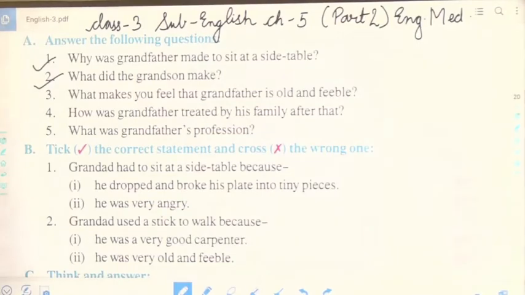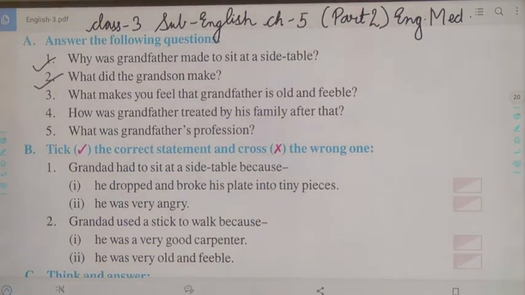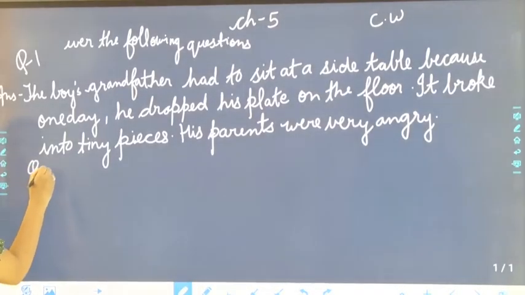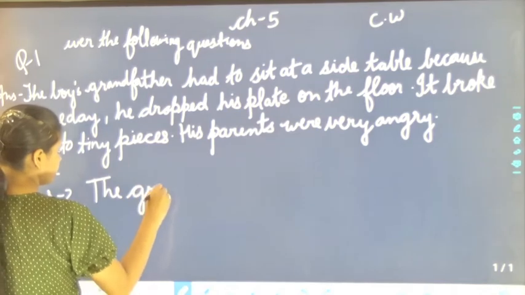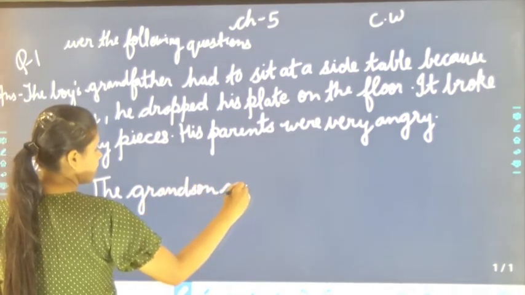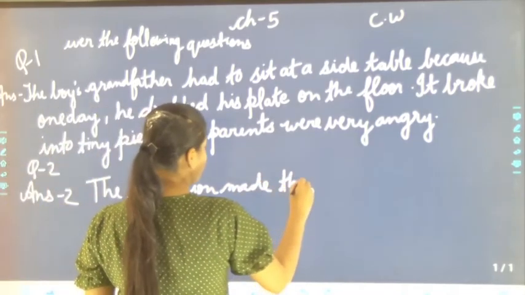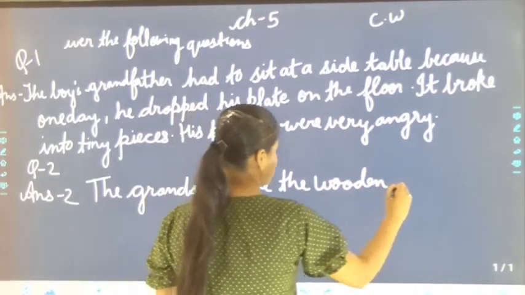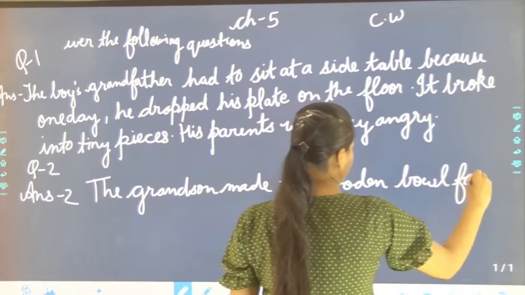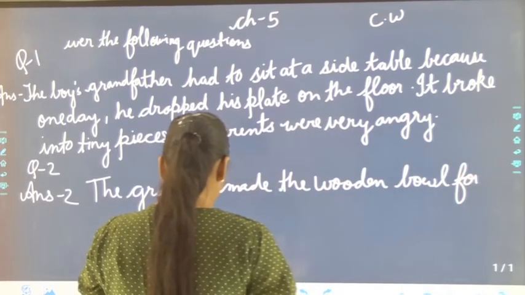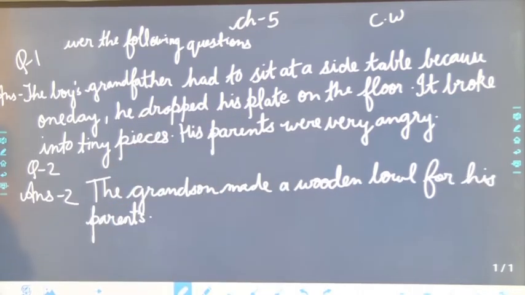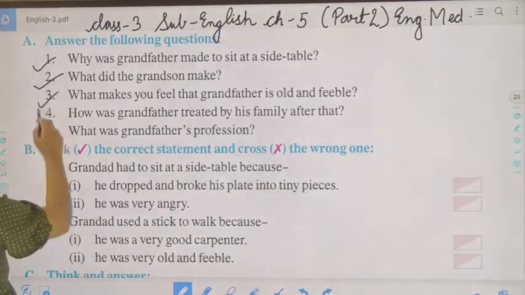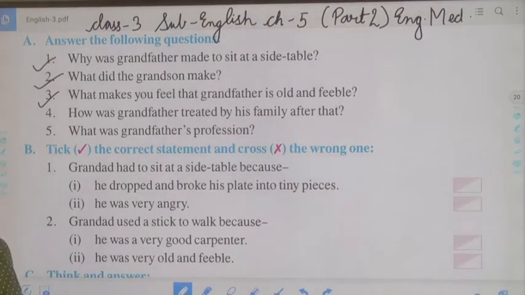Now move to the next question, that is, what did the grandson make? Again you have to write the question from your book. I will write the answer. The grandson made a wooden bowl for his parents. Now move to the next question, that is, what makes you feel that grandfather is old and feeble?